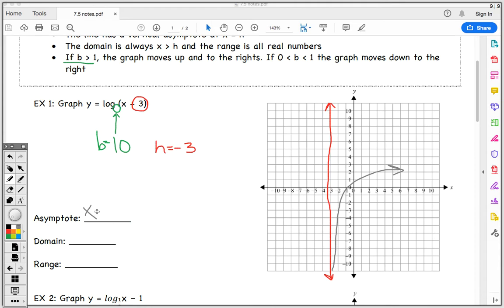So what is the asymptote? The asymptote is located at x is equal to negative 3. The domain, so all of our x values in this, is going to be everything that is greater than negative 3. And our range is all real numbers.